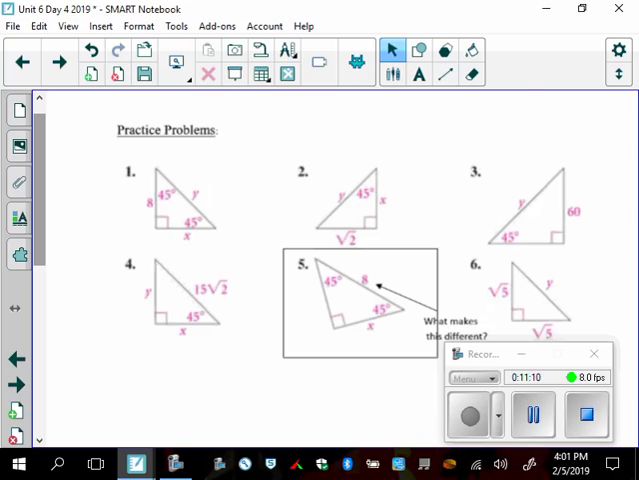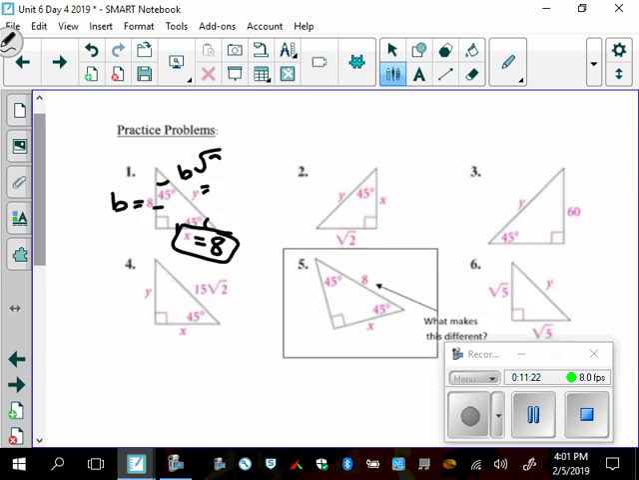But here's the shortcut. I recognize 45, 45, 90. These two sides are the same. So that's like my B. So this has to be 8. And then this is B radical 2. So I would make this 8 radical 2. Okay? And if you followed that logic, it's all we're really trying to go at.